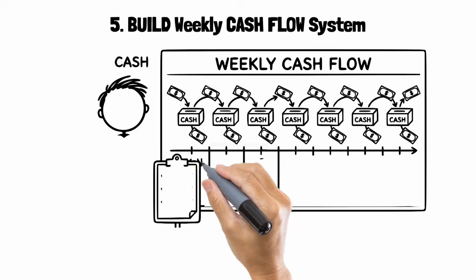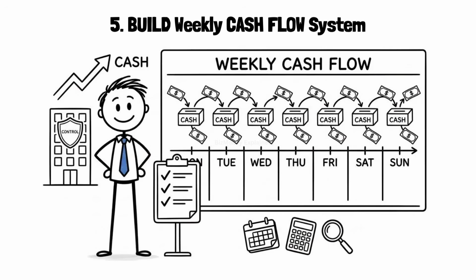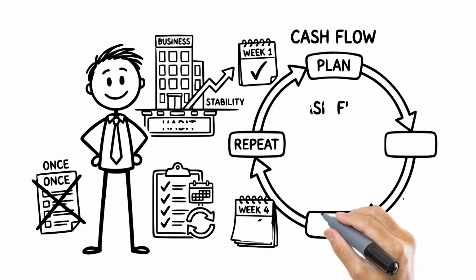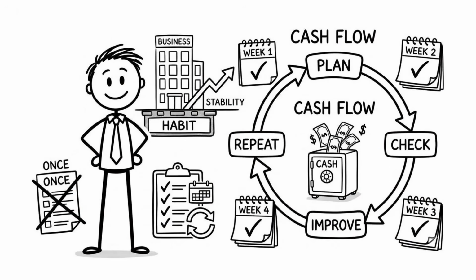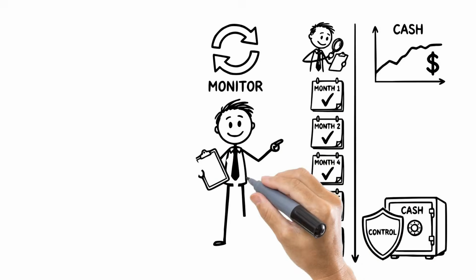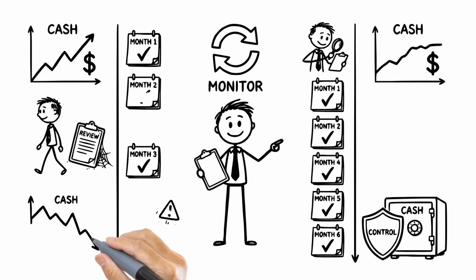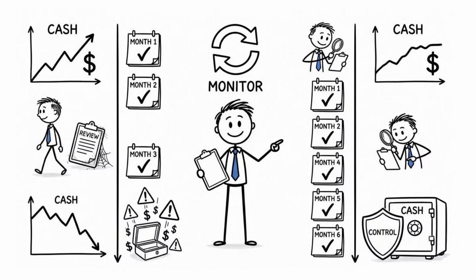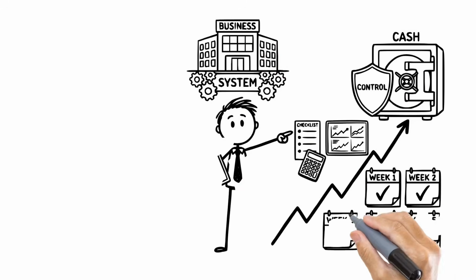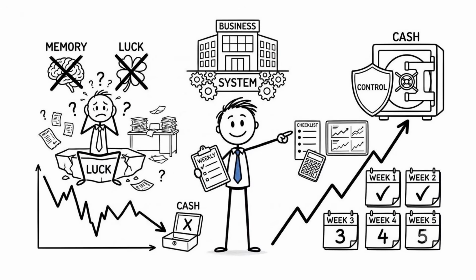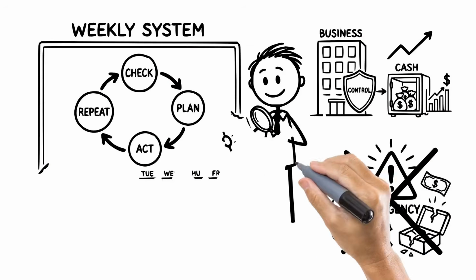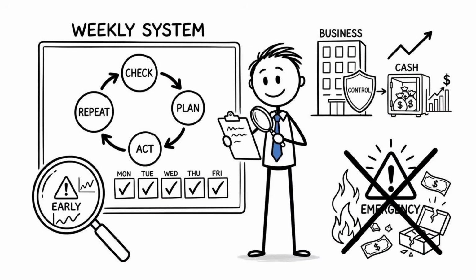Number 5. Build a weekly cash flow system. Turning negative cash flow into positive cash flow is not a one-time project. It is an ongoing management habit. Many businesses improve their cash position for a short period, only to face the same financial problems again because they stop monitoring their numbers. The businesses that consistently maintain healthy cash flow do not rely on luck or memory. They follow a simple weekly system that helps them see financial problems before they become emergencies.